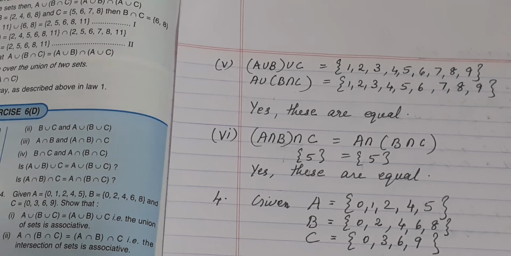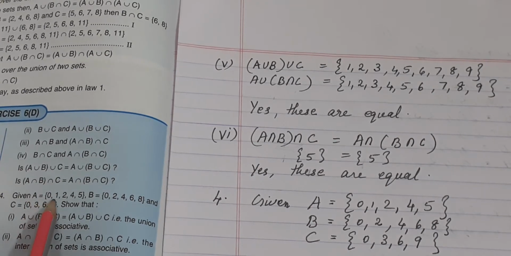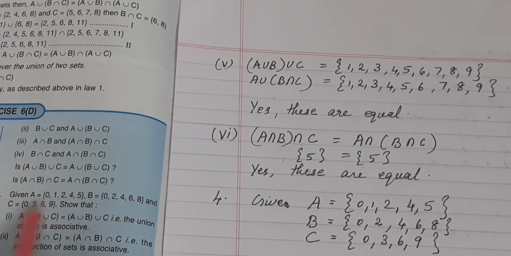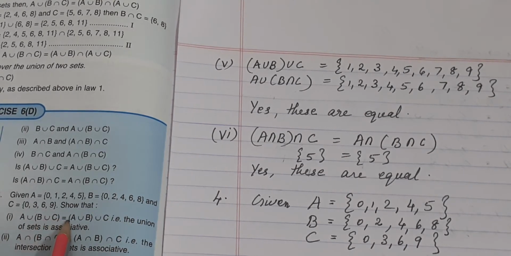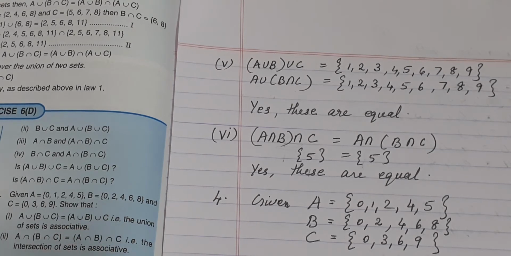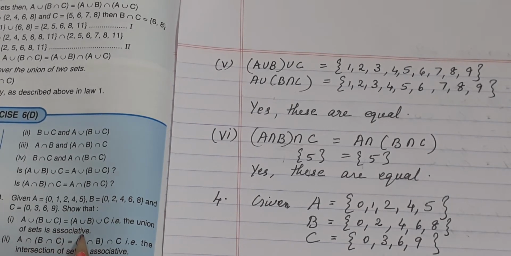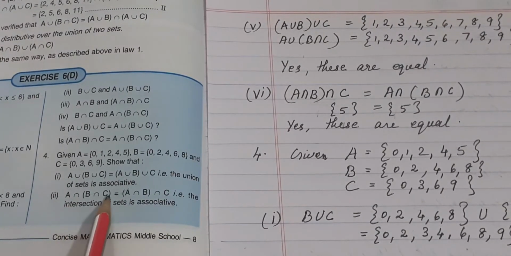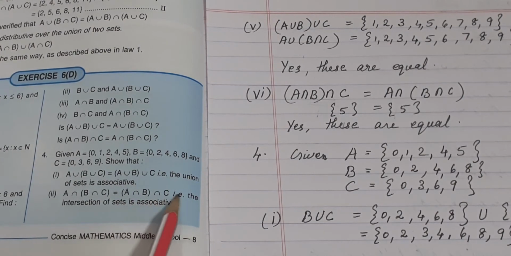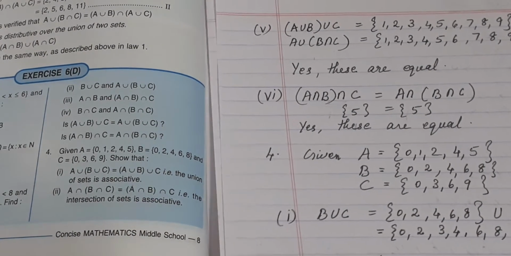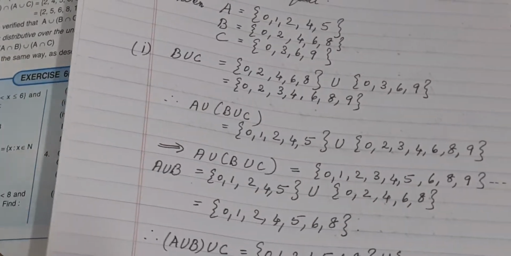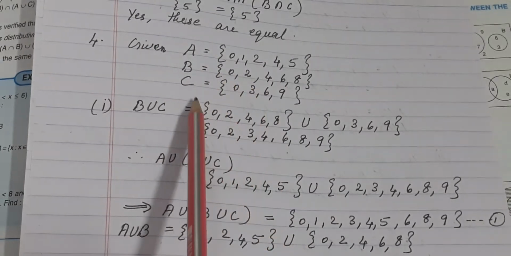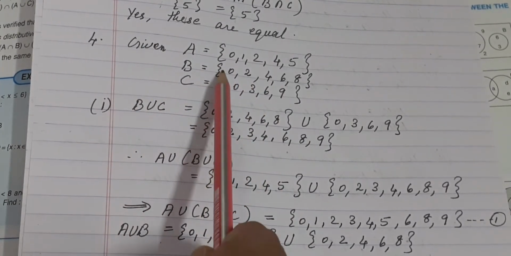Now the fourth question from the exercise. Given A is equal to {0, 1, 2, 3, 4, 5}, B is equal to {0, 2, 4, 6, 8}, and C is equal to {0, 3, 6, 9}. Show that, first, A union (B union C) is equal to (A union B) union C, that is, union of sets is associative. Second one, A intersection (B intersection C) is equal to (A intersection B) intersection C, that is, intersection of sets is associative. Okay, now that question, fourth one, given A is given like this, B is given like this, C is given like this.